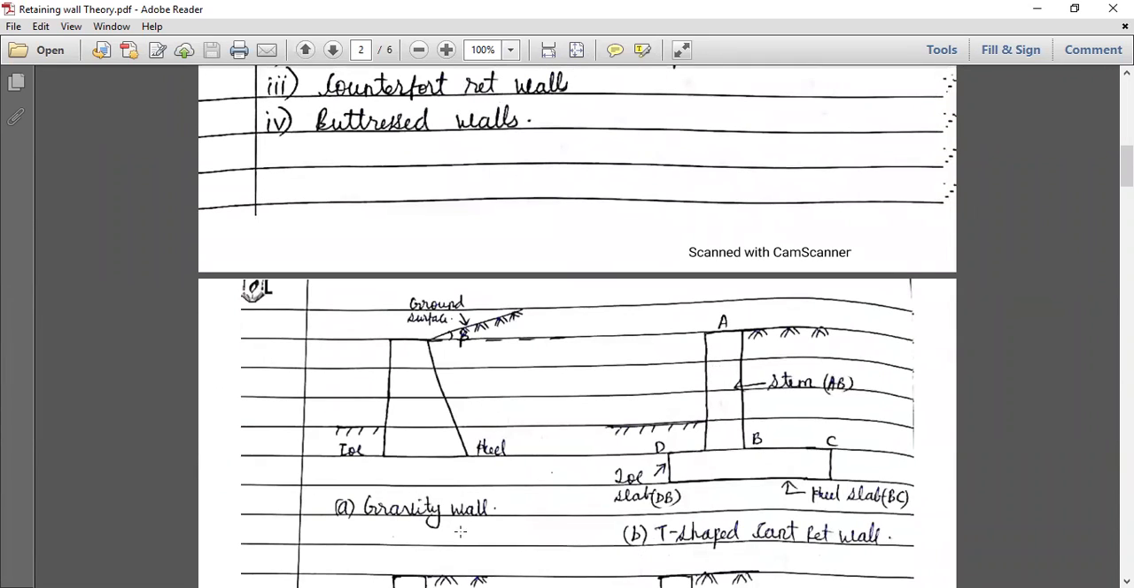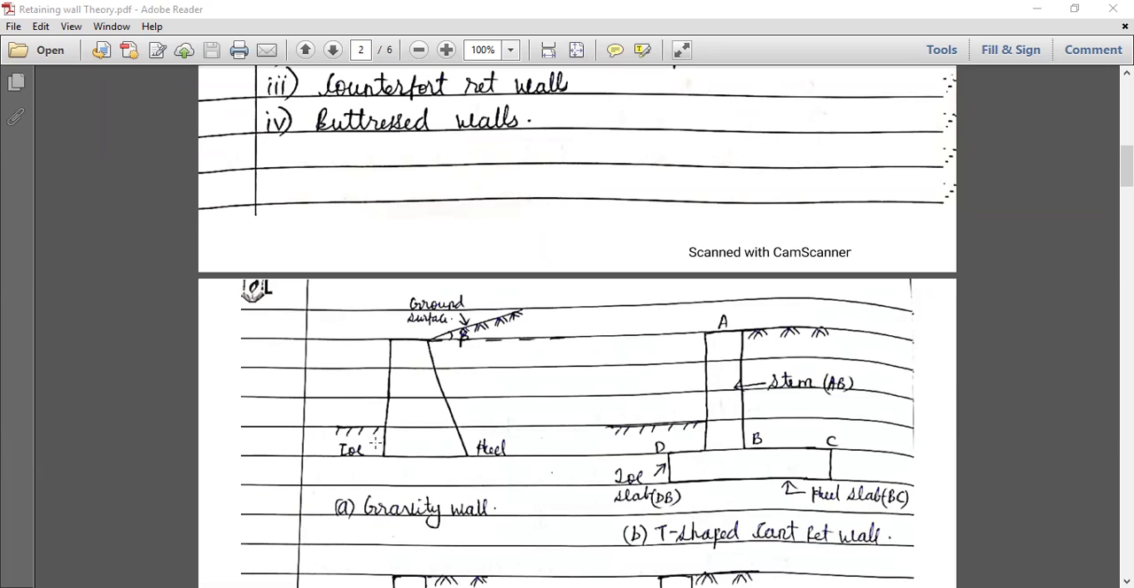So first one is the gravity wall. The gravity wall is basically a wall which retains the material just on the basis of the gravity, or the self weight of the wall. So that is nothing but your gravity wall. So this is the cross section.